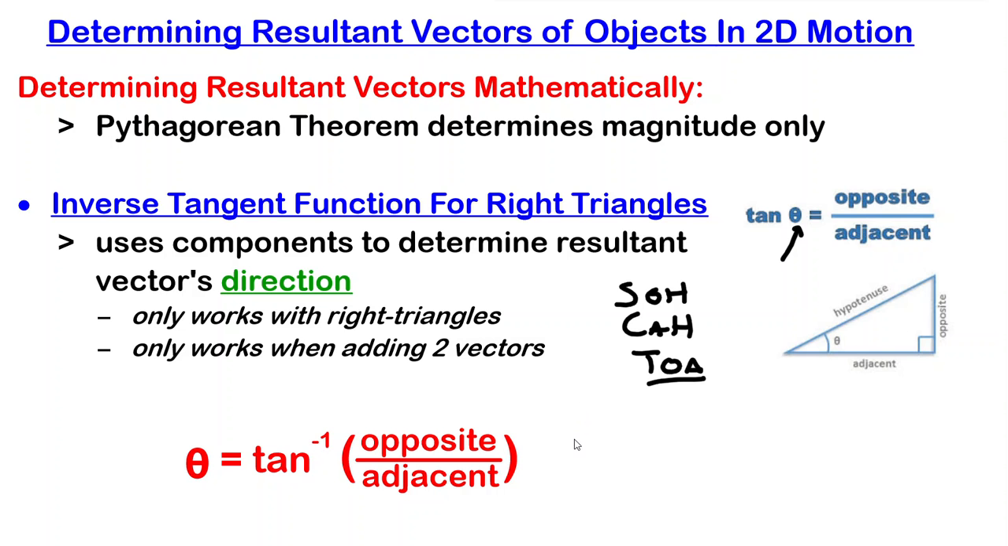So to access it, you would press second tangent, which gives you inverse tangent, and then you could put in the fraction, the opposite over the adjacent. And this is going to give us the angle. So with those two functions, the Pythagorean theorem gives us the magnitude of this, and then inverse tangent would give us what angle this is. We can fully describe the resultant vector.